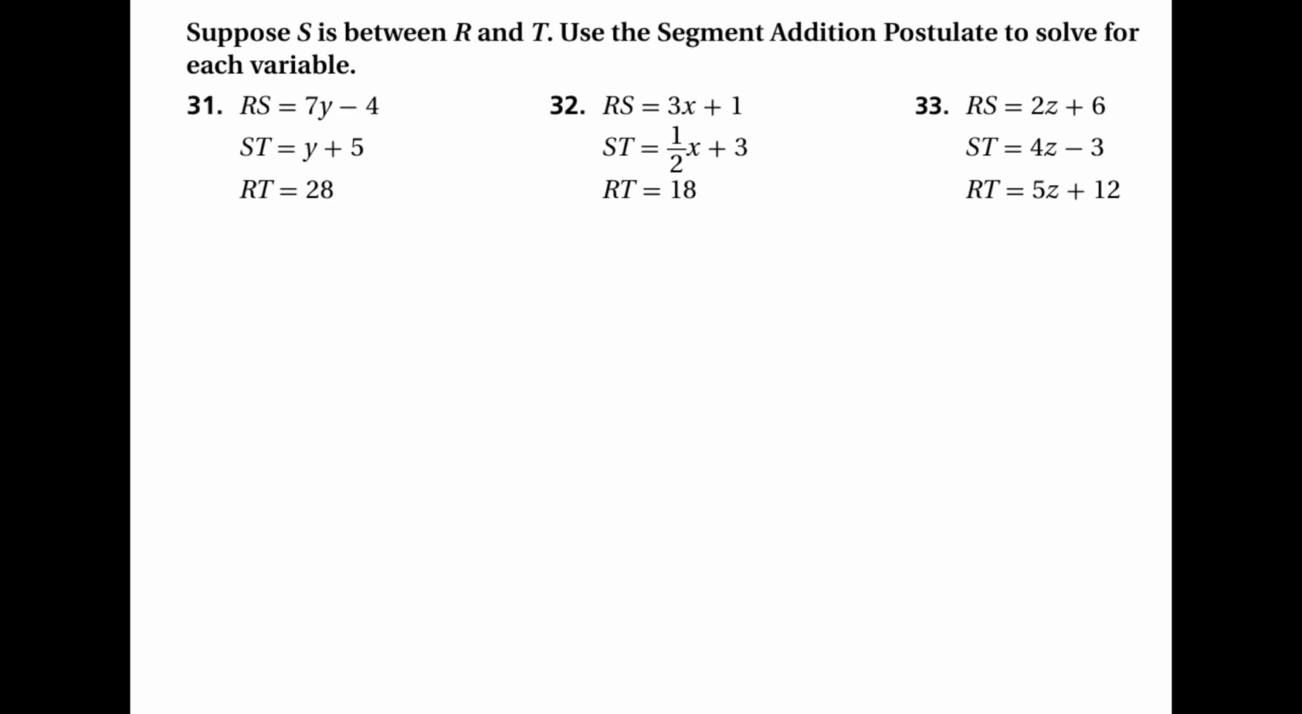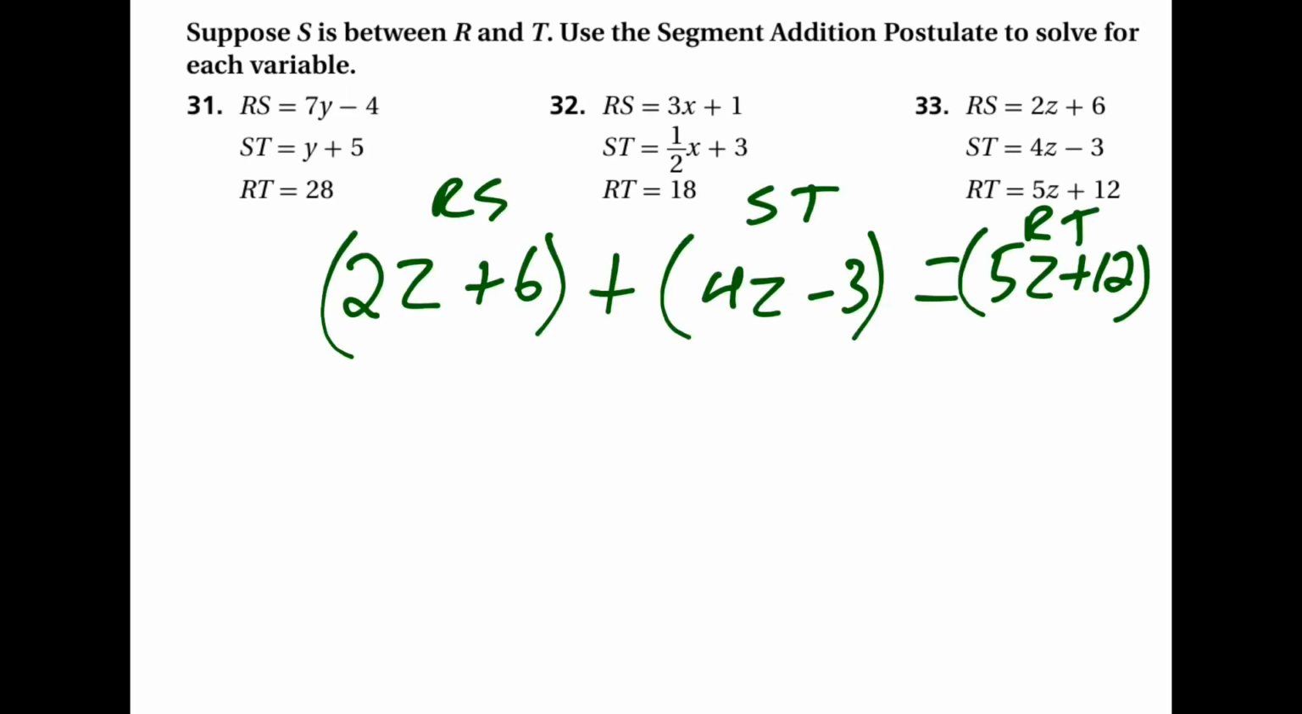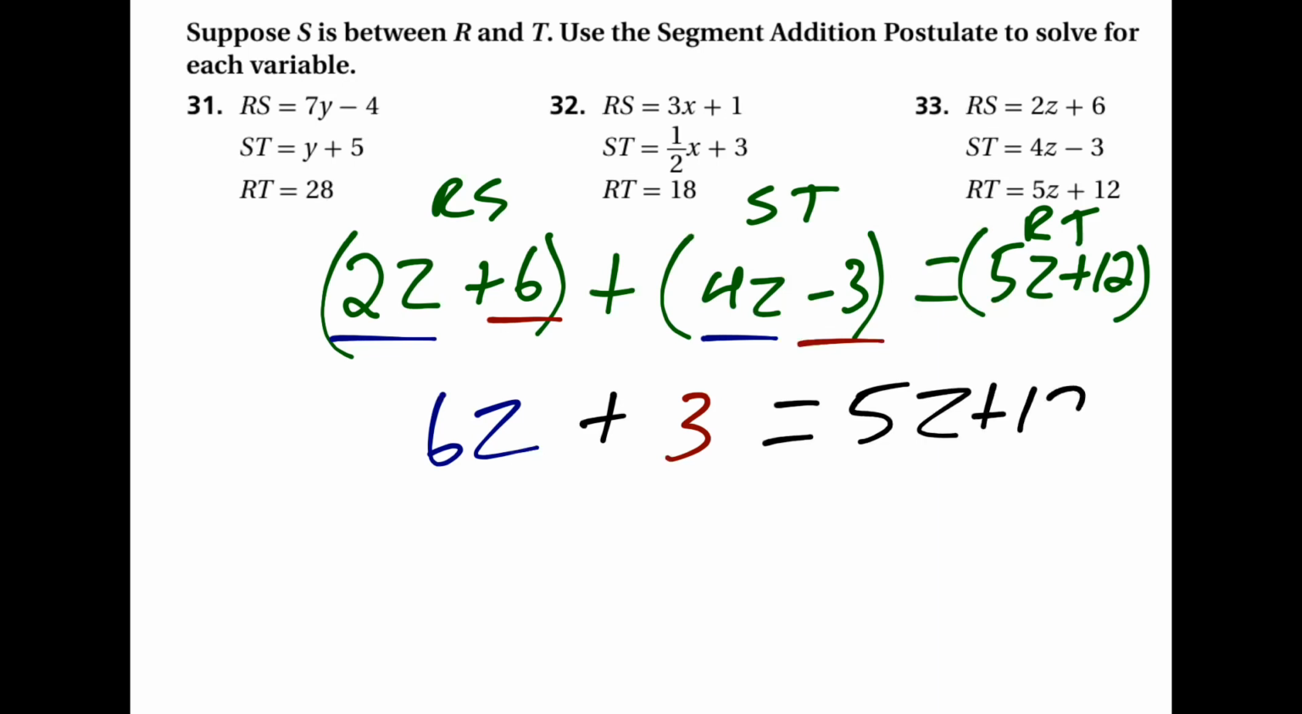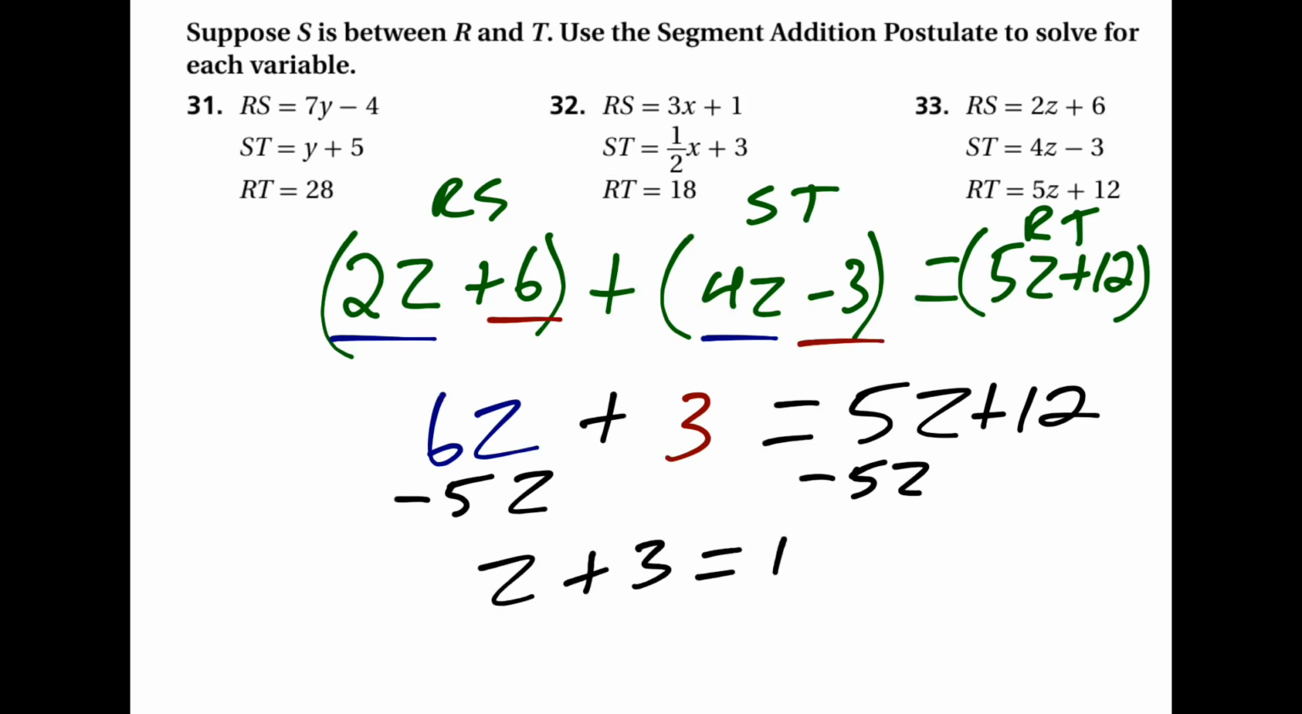The same setup for 33. RS plus ST is equal to RT. I can combine my z terms on the left, combine my numbers, subtract 5z from both sides to keep this positive. Z plus 3 is equal to 12. Subtract 3 from both sides. Z is equal to 9.